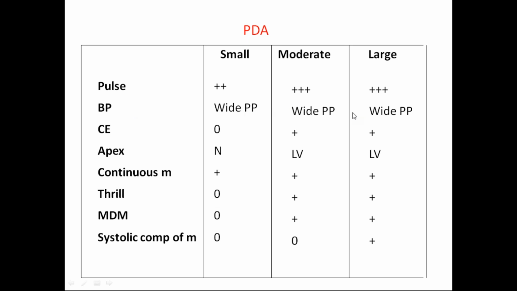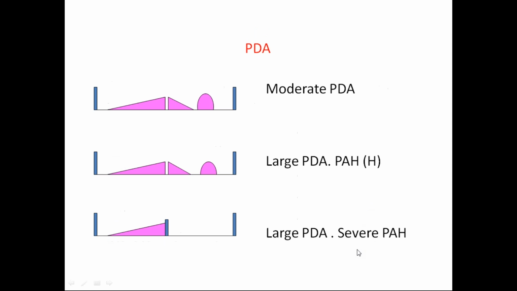of all the sizes. Okay, and regarding thrill, murmurs and other systolic murmurs, there will be more in case of large defects and absent in case of small defects. Okay, this is your differentiation findings. Just remember that BP and continuous murmurs will be there in whatever be the size. Other than that, your other murmurs will be more severe in case of large defects and less severe in case of small defects.